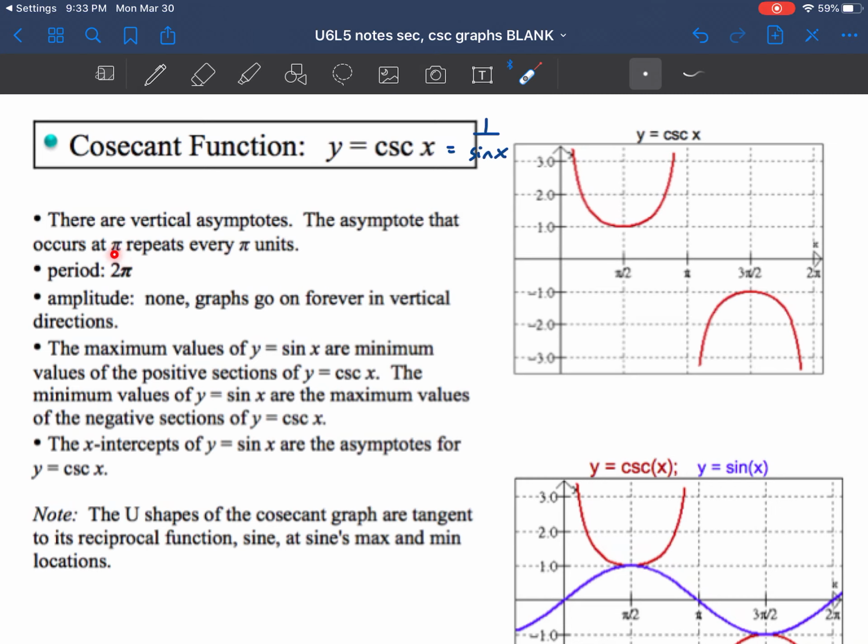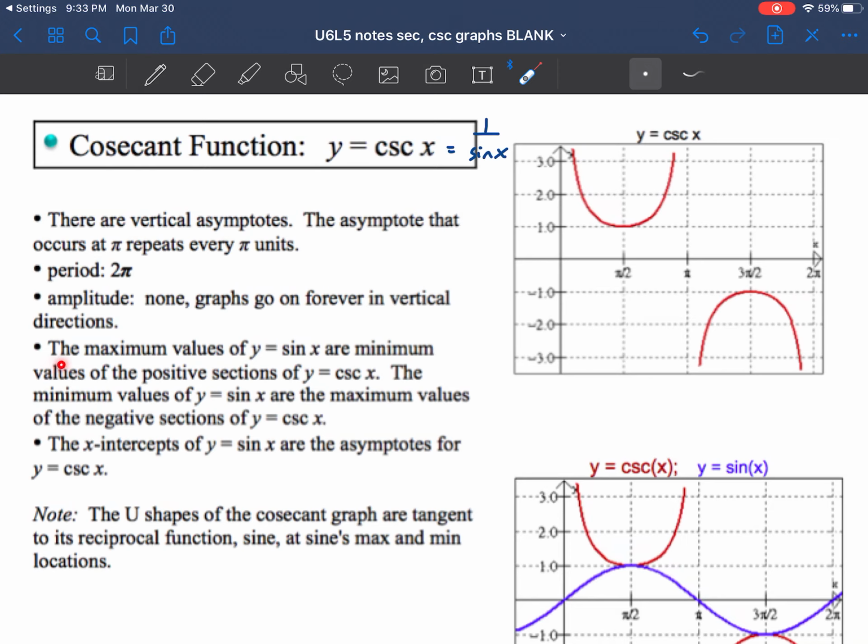Second thing, the period of the whole graph is 2 pi. Well, that makes sense because we know that the period of sine of x is 2 pi, so the period of this whole thing is going to be the same. We have a positive portion here, then a vertical asymptote, a negative portion here. Once we jump over 2 pi, we're going to have this same U-shape repeated over here. There's no amplitude, just like for tangent, because they go on forever in the vertical direction.